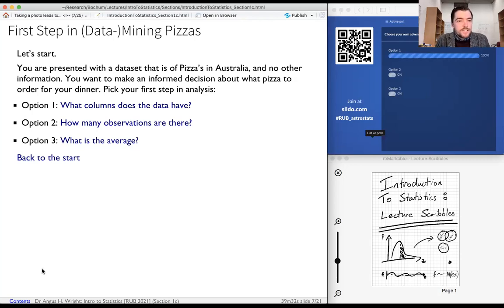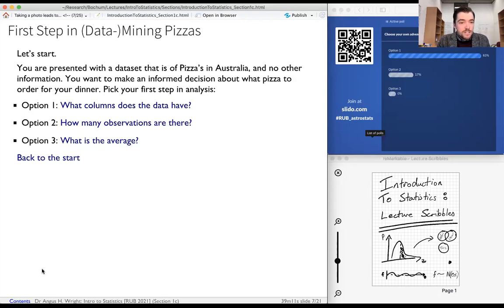So let's get started. The first step in what we're calling mining pizzas, or rather data mining pizzas: we're being presented with a data set, and all you know is it's a data set about pizza from Australia in 2012. You don't know anything else about it. And you have these three options that I've given you.